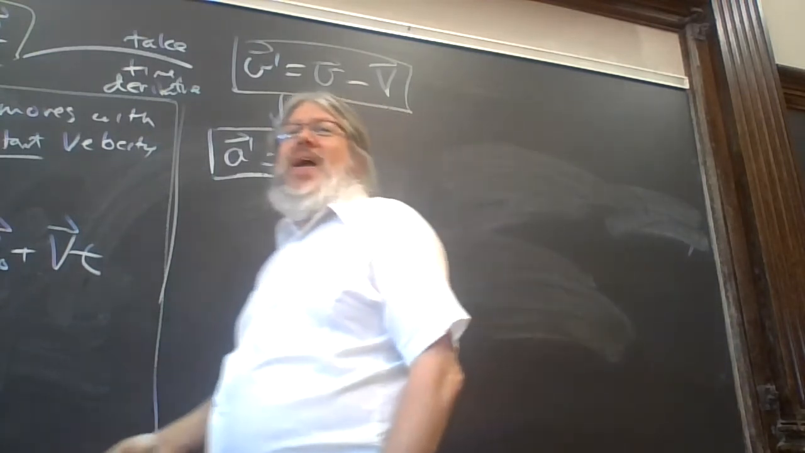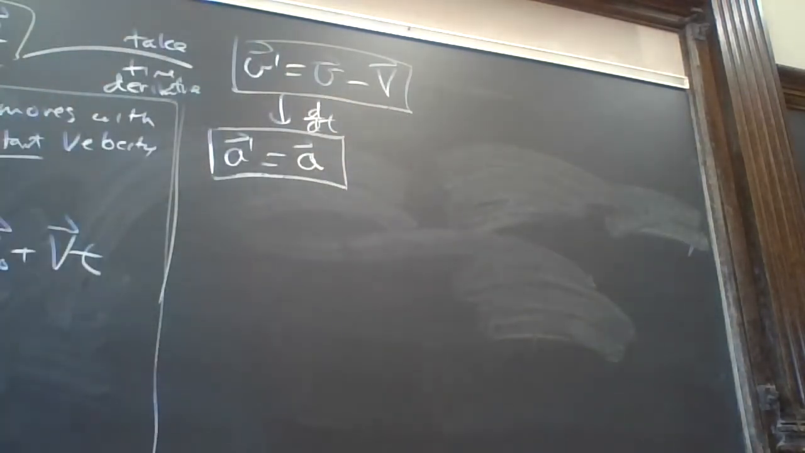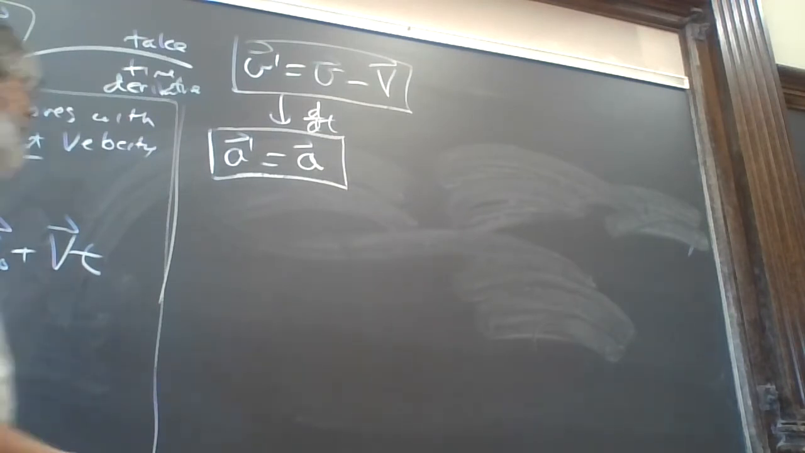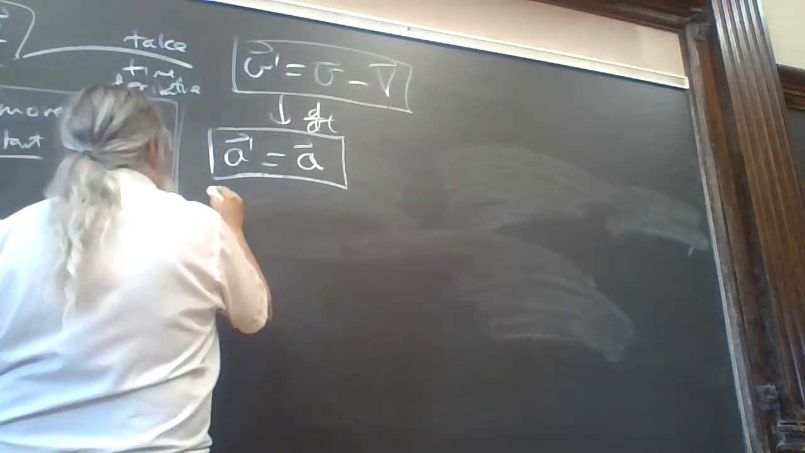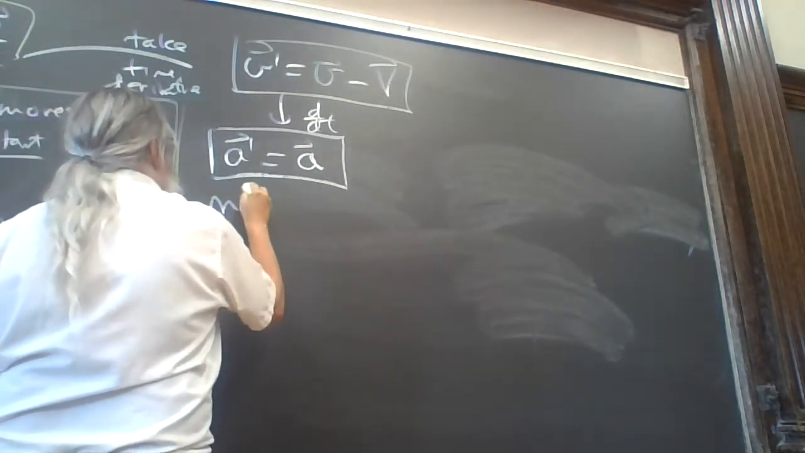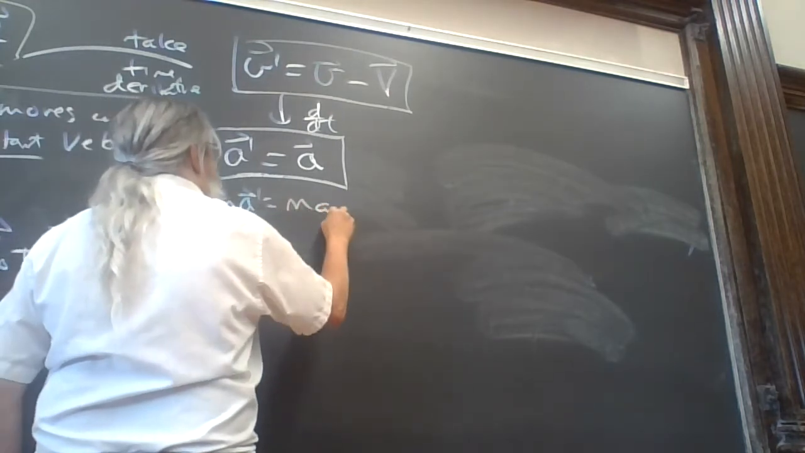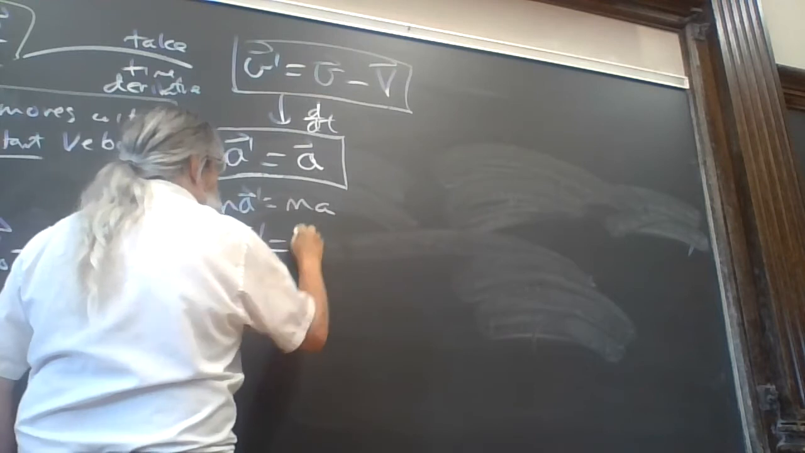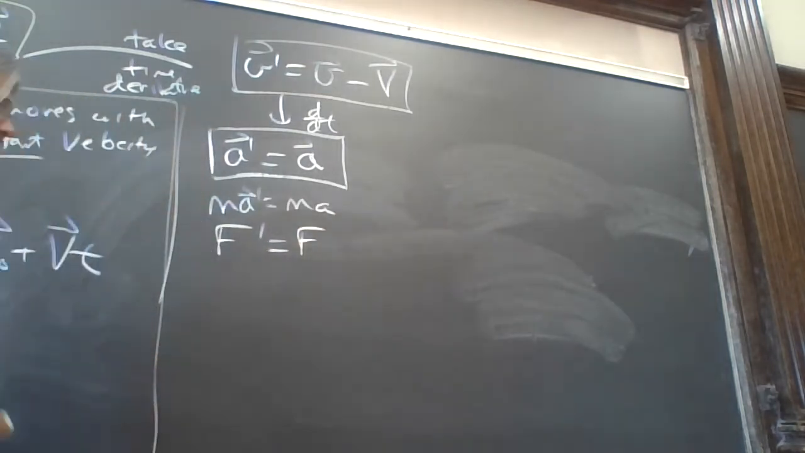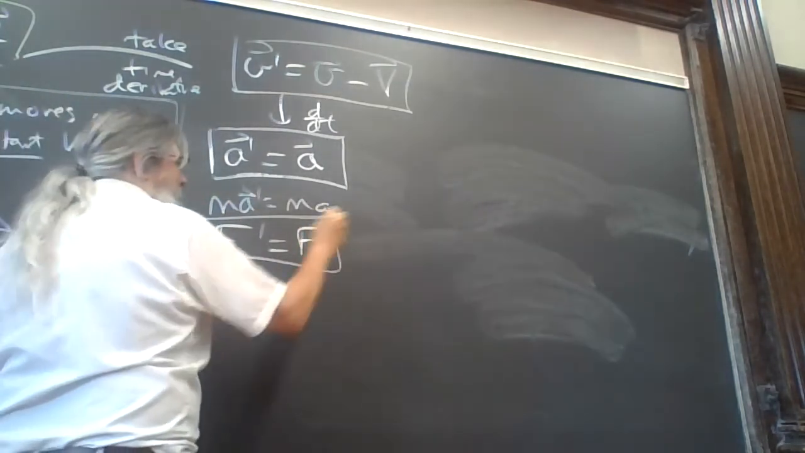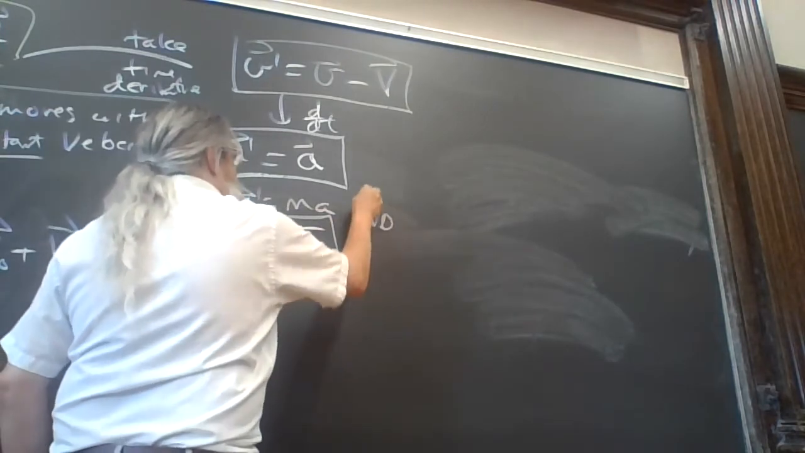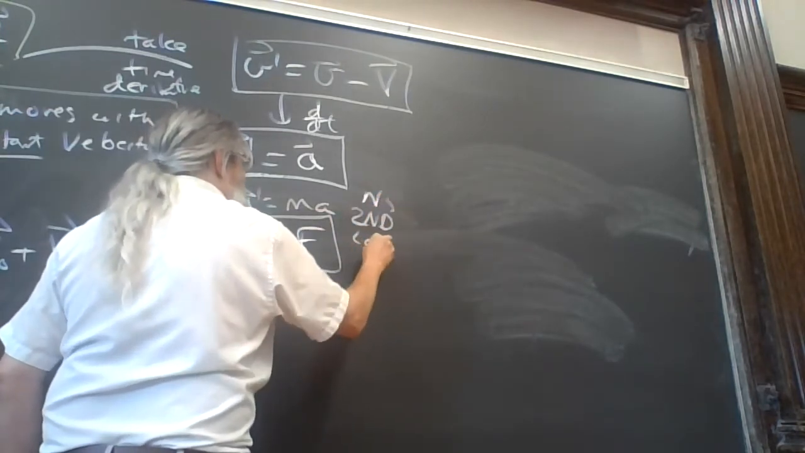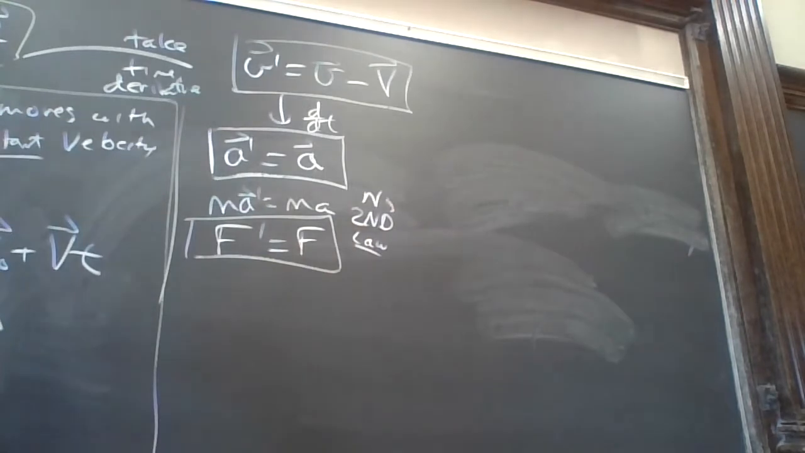Okay. Oh, and by the way, if I then just multiply both sides by m, the mass, presumably an invariant mass because this is classical relativity, I could say that m times a prime is equal to m times a. So that means that the force in the prime reference frame is equal to the force in the unprime reference frame. So in other words, this is basically Newton's second law, which says that the forces are invariant.